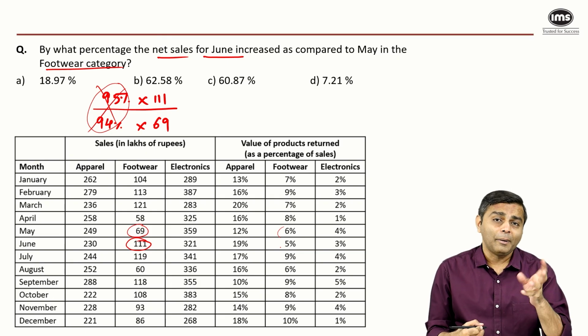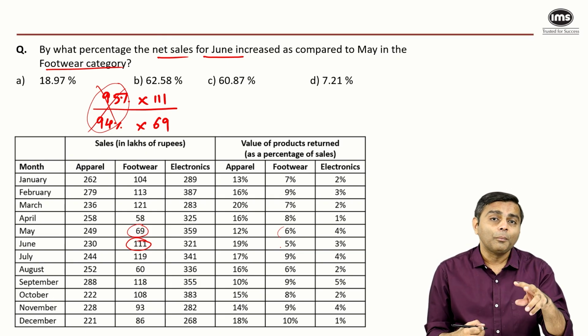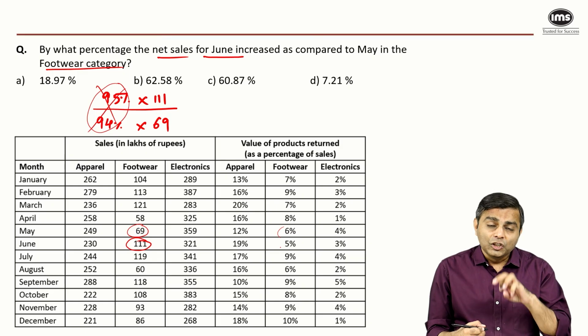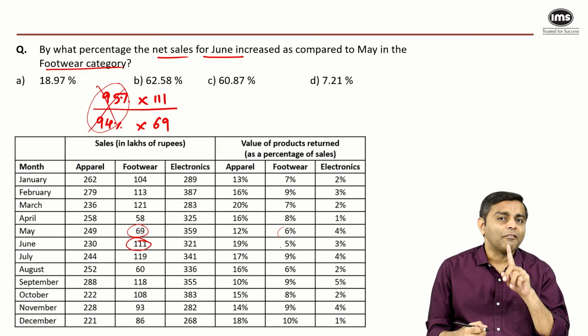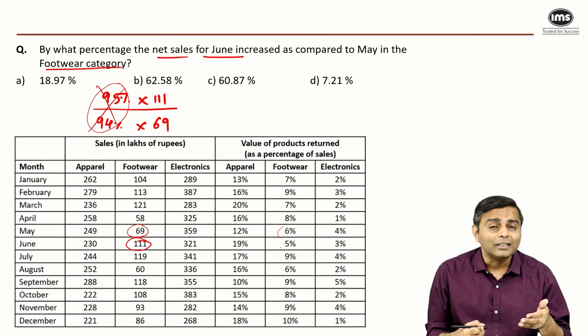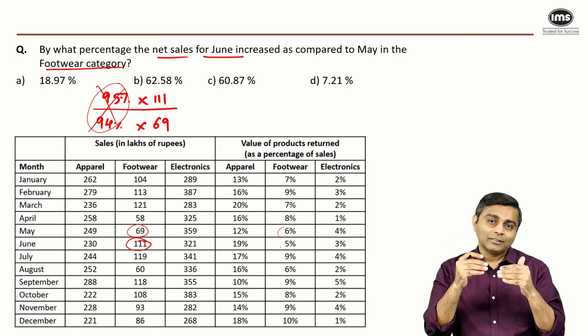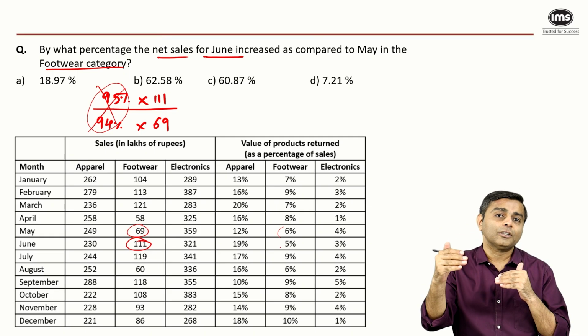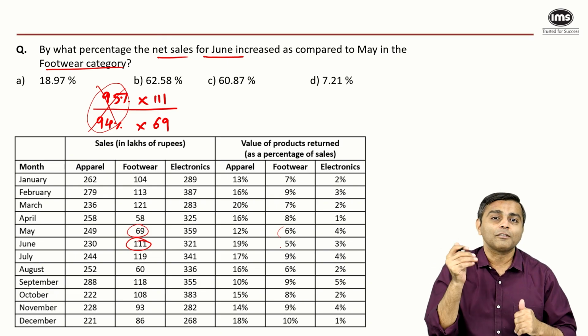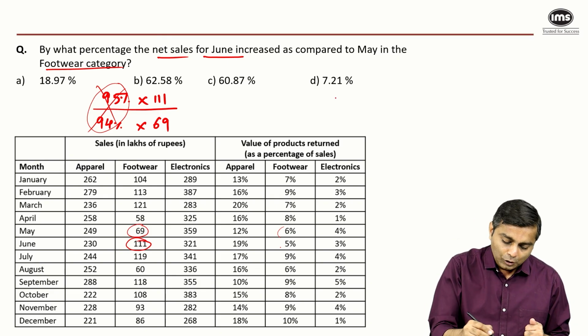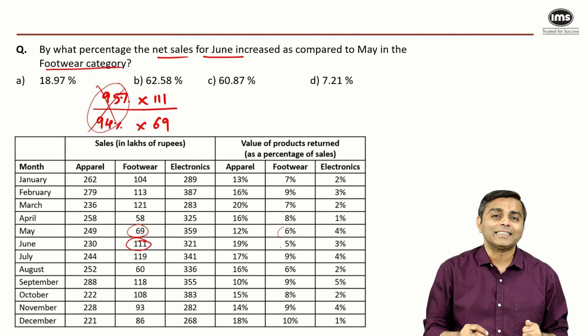Cancelling means what? I am actually assuming the denominator to be 95, which means I'm increasing the denominator by 1%, which means whatever answer I'm going to get is lesser. The denominator has become bigger, correct? The answer is lesser. So my actual answer, the option, is going to be slightly higher than what we get from here, okay? So now we need to work only with 111 upon 69.